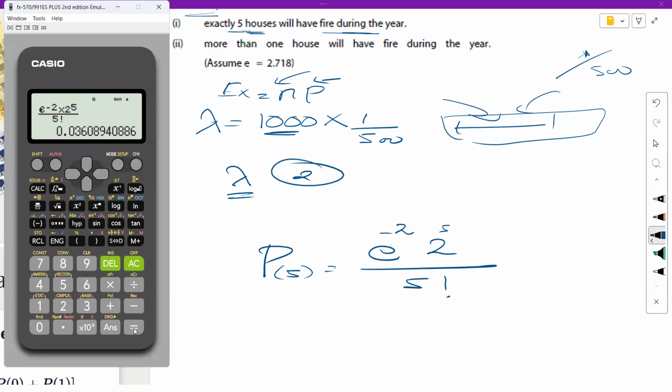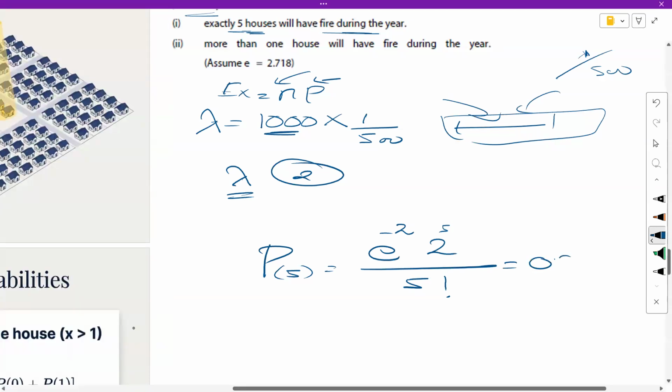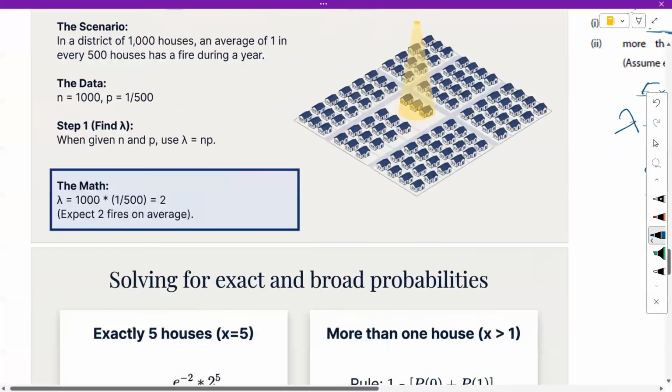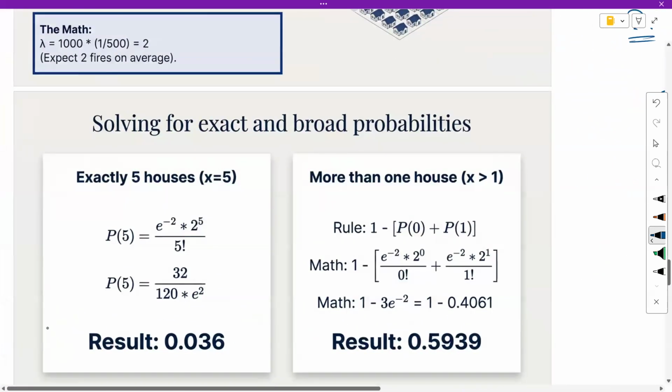So the chance is 0.036. Let's check the answer. Yes, we get exactly the same answer. Exactly 5 houses. More than one house.